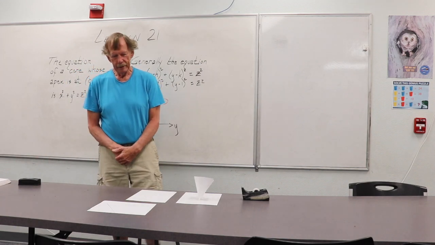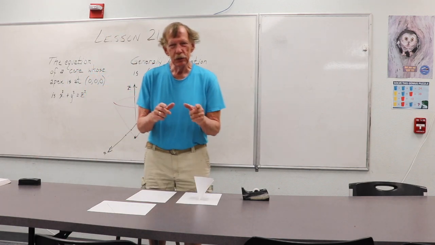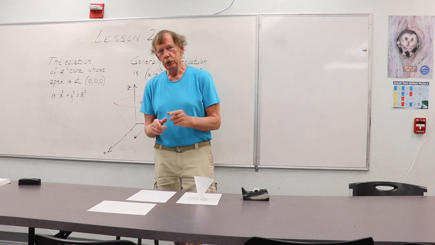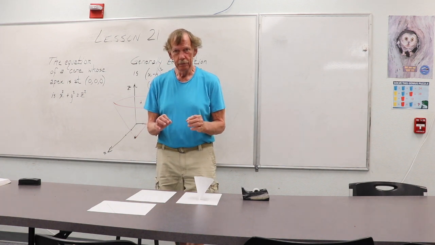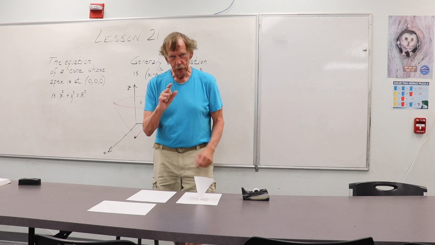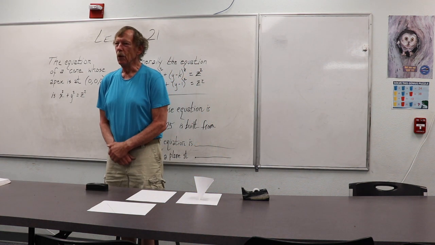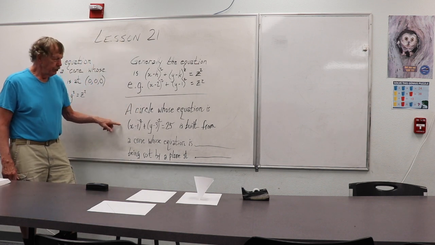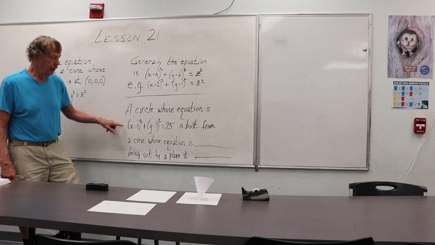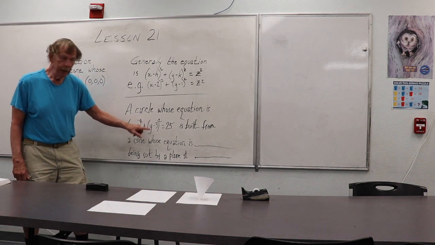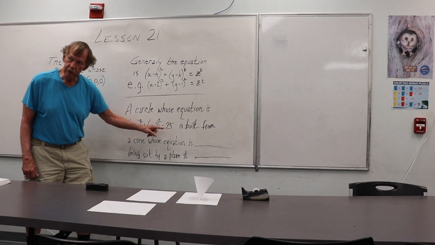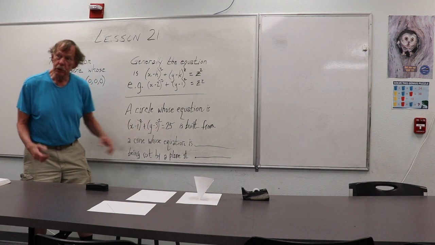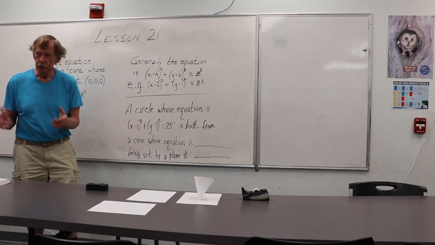Now, if I asked you a question about all this, you should be able to answer it quickly and easily. I'm going to put the question up next. So here's your first question. A circle whose equation is (x minus 1) squared plus (y minus 3) squared equals 25 is built from a cone whose equation is what? You should be able to answer that.